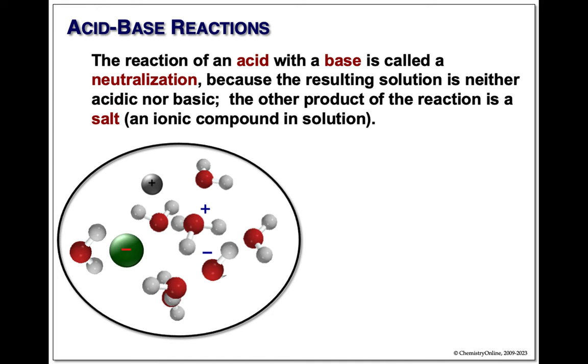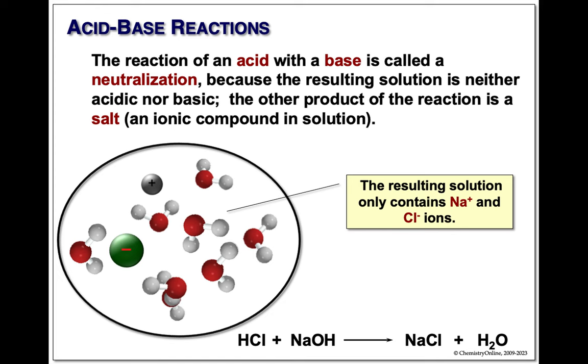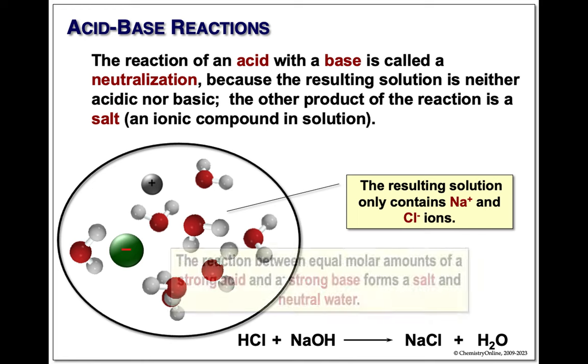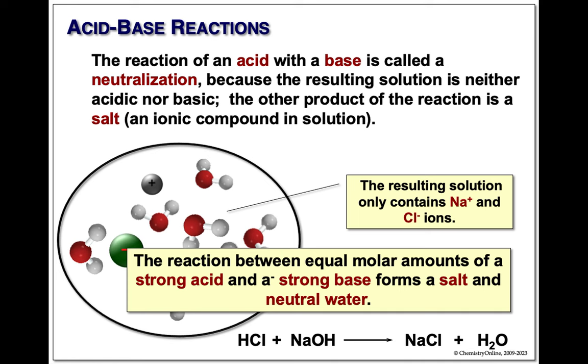As soon as hydronium and hydroxide encounter each other, they will transfer the proton from hydronium to hydroxide, and we wind up with two waters. We have sodium and chloride in solution. Basically, the reaction of a strong acid and a strong base forms a salt and water. This is now a neutral solution of sodium chloride. Reaction between equal molar amounts of strong acid and strong base gives us salt and neutral water. Any questions?